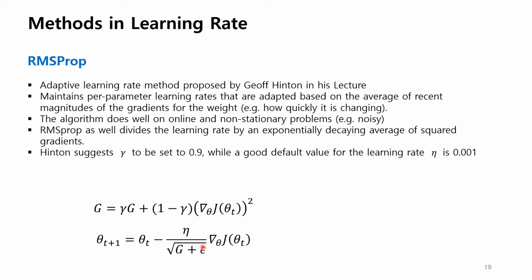So that's the difference between RMSProp and AdaGrad. Hinton suggested this one here, gamma, to be set to 0.9, and he said it's a very nice default value for RMSProp. Also, the learning rate here should be 0.001. That is his suggestion.